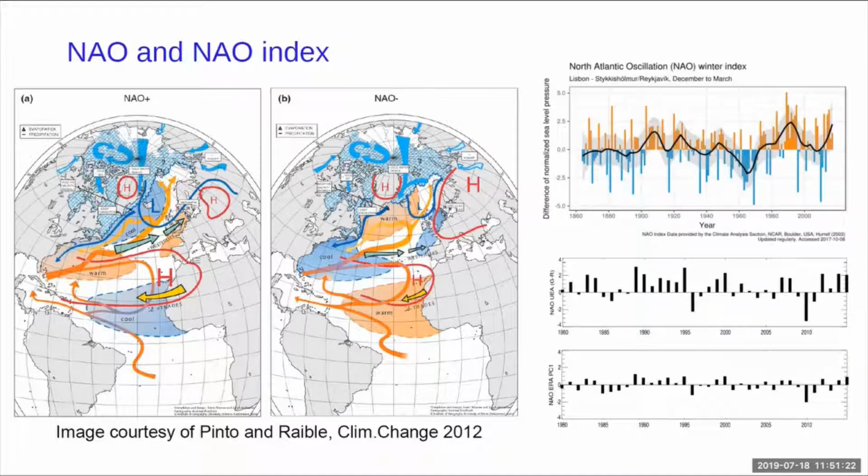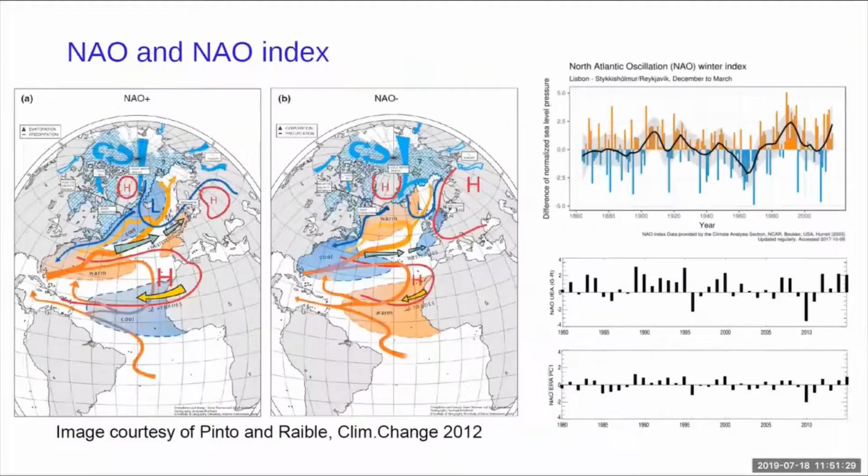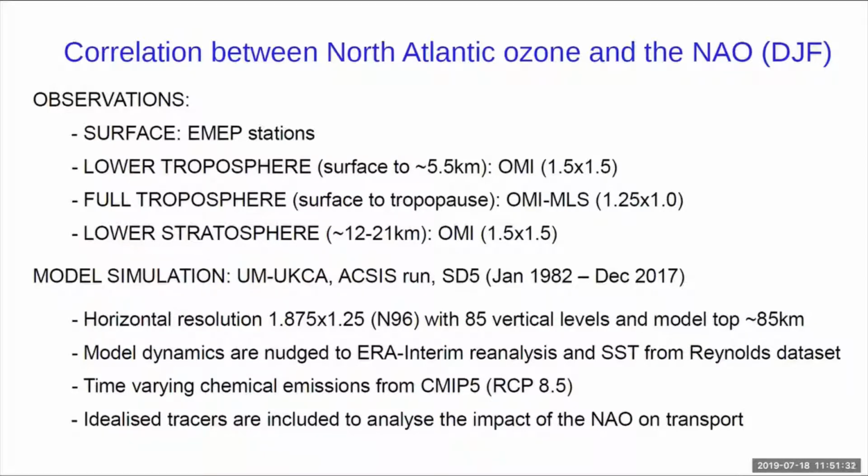So what we're trying to do with this work is try and understand what is the impact of the atmospheric circulation in the North Atlantic, and in particular whether the correlation that you find between the ozone and the North Atlantic is the same across the vertical structure of the atmosphere, or whether it's different at different heights.